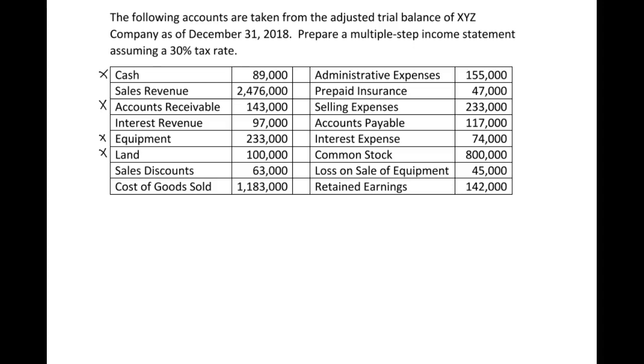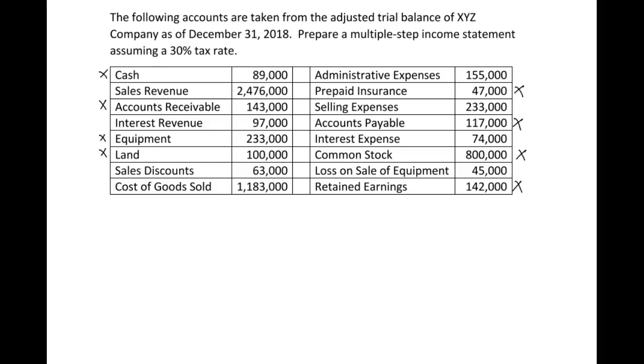Sales discounts, that's a contra revenue account that reduces revenue to get net sales or net revenue. So we'll include that. Cost of goods sold, that gets subtracted on our income statement. So we're going to use that. Administrative expenses, those will be included. Prepaid insurance, that's an asset, so no. Selling expenses will be. Accounts payable, that's a liability, so no. Interest expense will be. Common stock is an equity account, so no. And then we've got loss, which will be. Retained earnings will not be. Retained earnings is a balance sheet account.